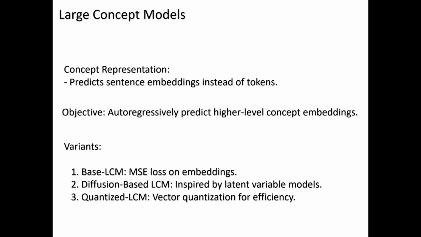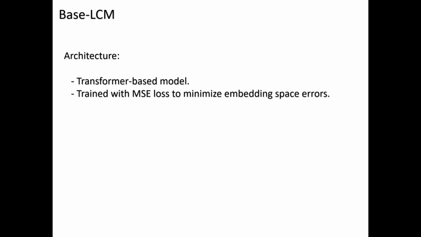So the base LCM architecture is a transformer model. The main difference from the regular transformer is that it doesn't have an embedding layer that converts tokens into vectors, and it doesn't have the top layer that converts the predicted vector into the probability of a token. And it's trained with MSE loss. This is a very straightforward model designed with decent baseline performance in zero-shot tasks.